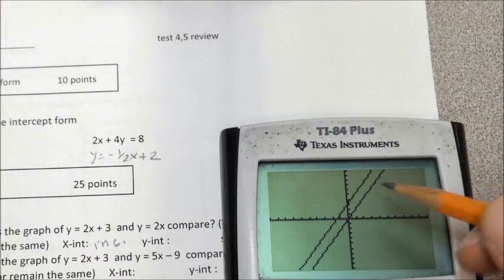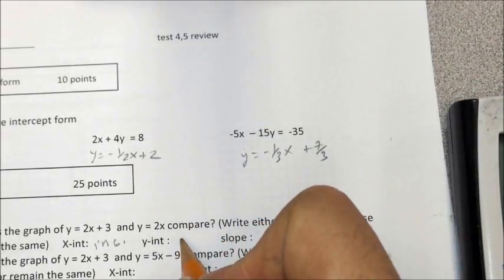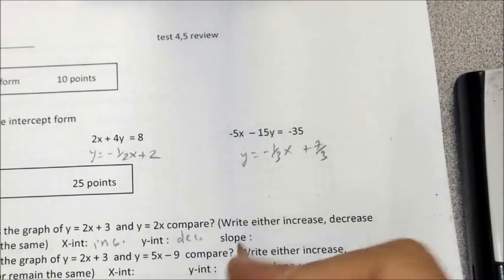Take a look at the y-intercept. This is the first one. The y-intercept is up here, and it comes down to 0, which means it decreased. And since they are parallel, parallel means they have the same slope.